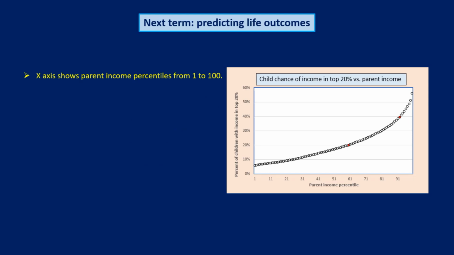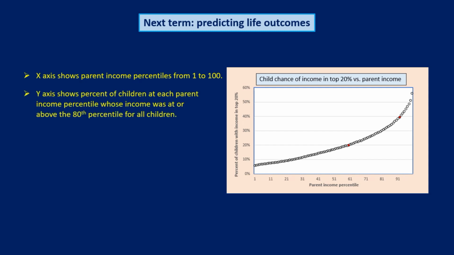Here's an example of what we can learn from this database. The x-axis of this XY plot shows 100 percentiles of average parent household income in 1978 to 83. The y-axis shows the percentage of children of parents in each parent income percentile whose incomes at age 35 were in the top 20% of the child income distribution.